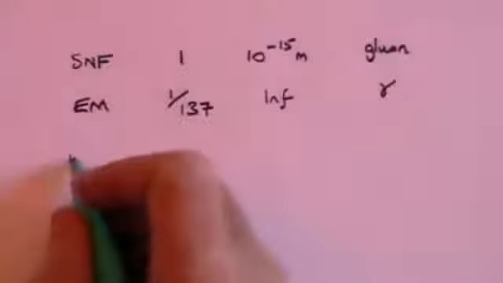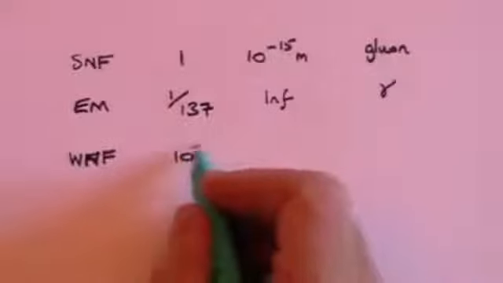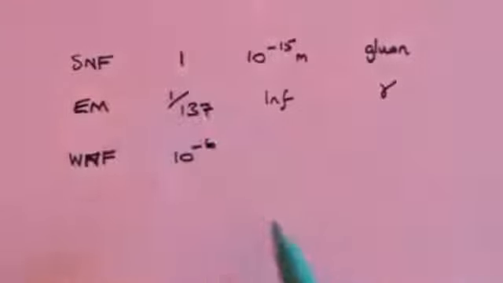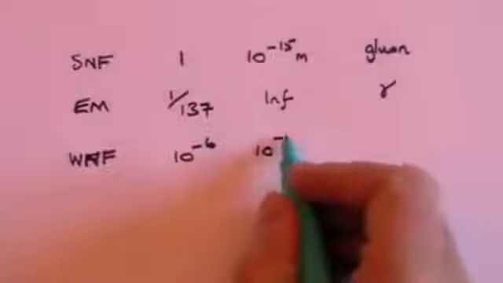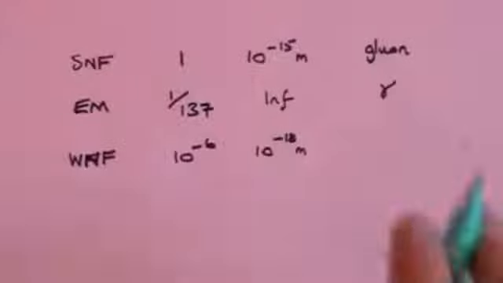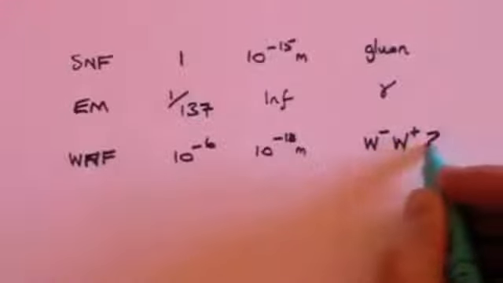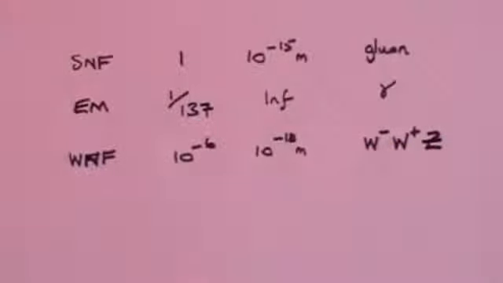Next we have the weak nuclear force, and the relative strength compared to the strong nuclear force is about 10 to the minus 6. As we said before, this has a range which barely gets it across a proton, let alone the nucleus, 10 to the minus 18 meters, because the W boson lasts for only 10 to the minus 25 seconds. So its range is very, very short. And the bosons are the W minus, the W plus, and a boson we haven't come across yet, the Z.